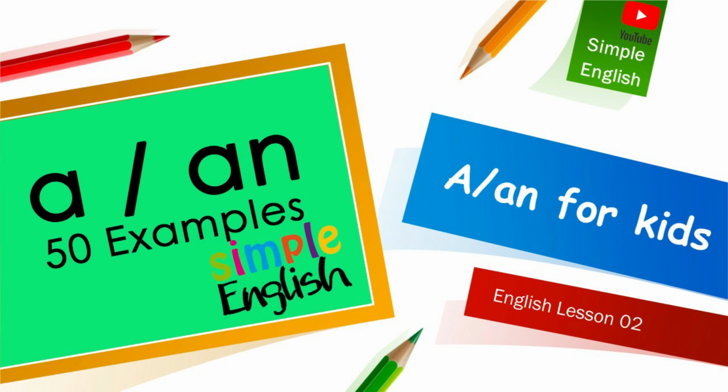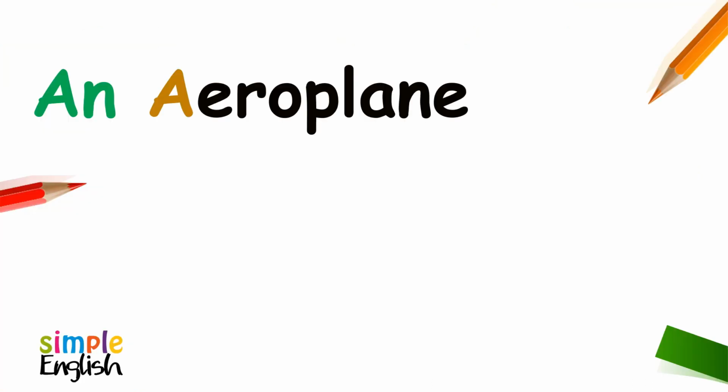Today we are talking about a and an articles. They are a type of determiner and they go before a noun. We use a before a consonant sound and an before a vowel sound. Read after me. An aeroplane.